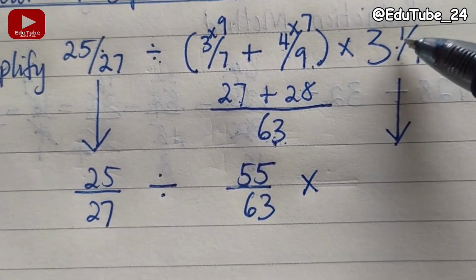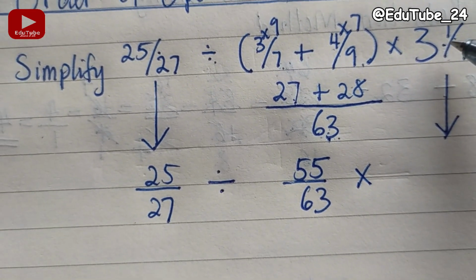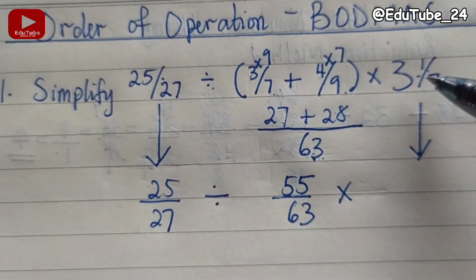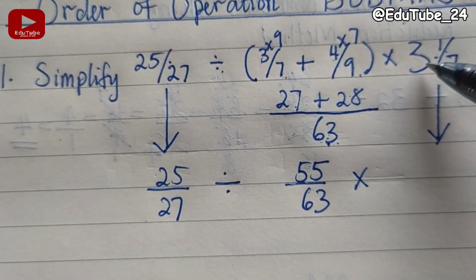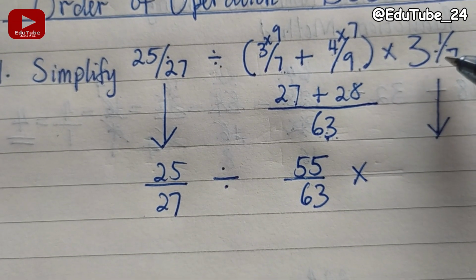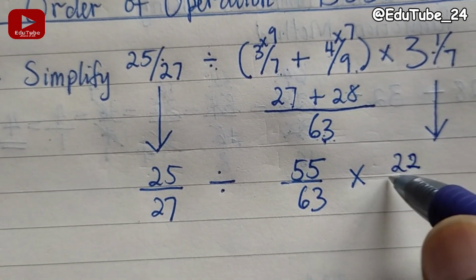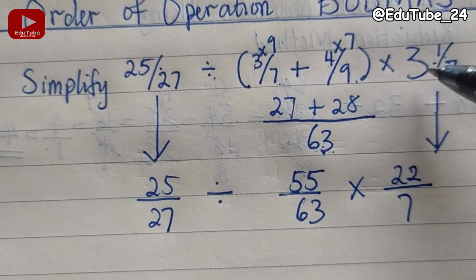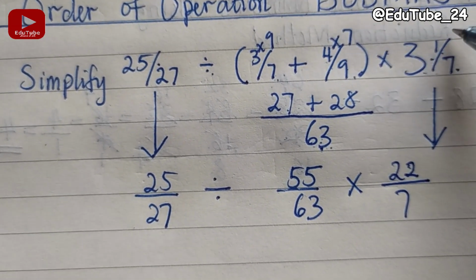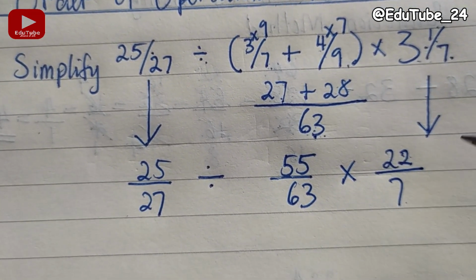But before I bring down this 3 whole number 1 out of 7, I'm going to convert it into an improper fraction. So converting this to an improper fraction, that will give me 22 out of 7, because 3 times 7 is 21, 21 plus 1, that's 22 out of 7.